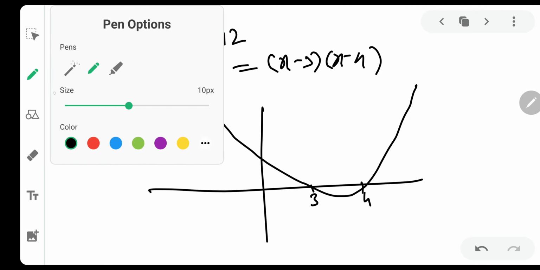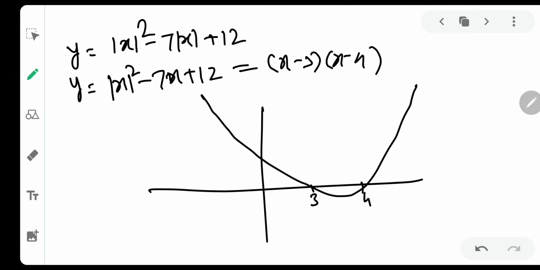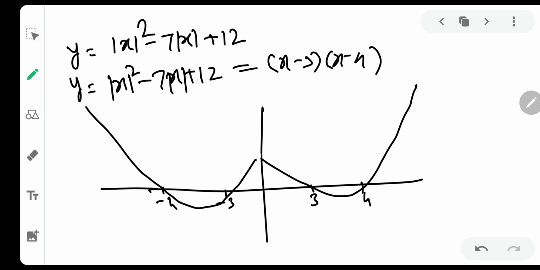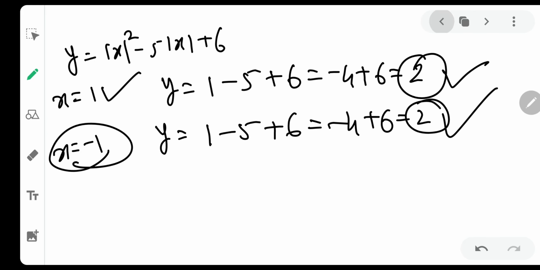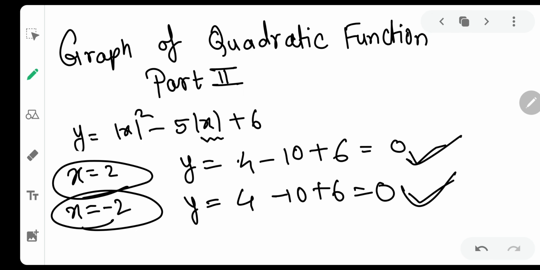Oh, you now remember that there were mods, right? So you will rub this graph and then you will copy this graph, ditto, on the left hand side. How do you copy? Something like this. See how interesting it is. I hope you understood how to draw x mod graphs. How did we do that? We drew the positive side graphs and replicated them on the left hand side. This is how you draw such graphs.